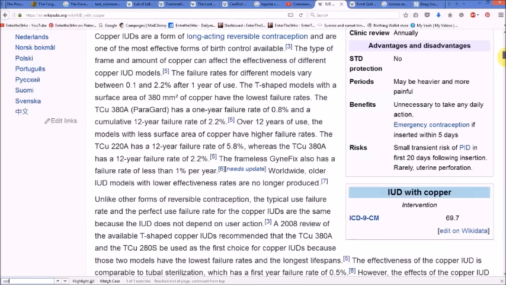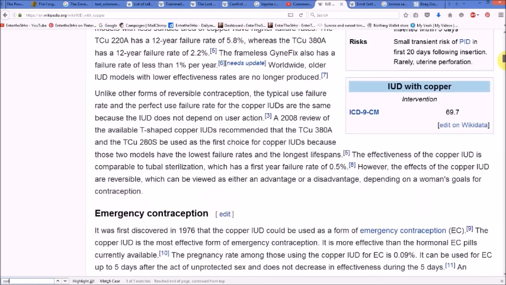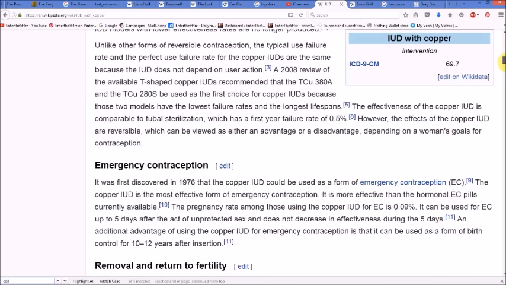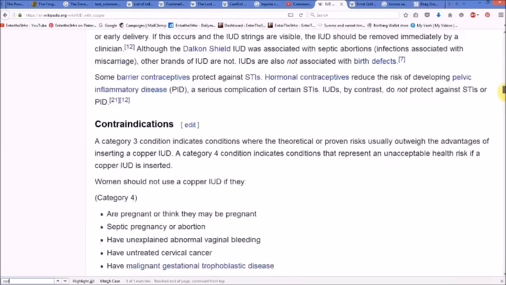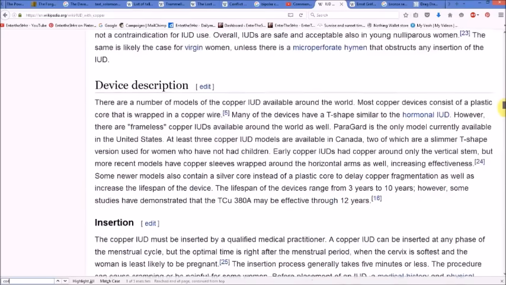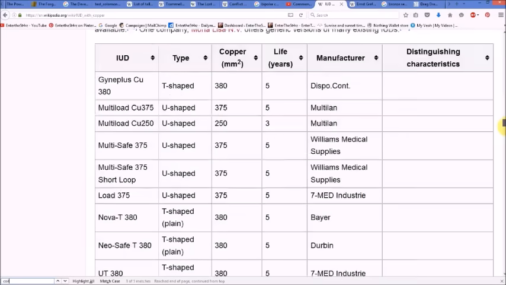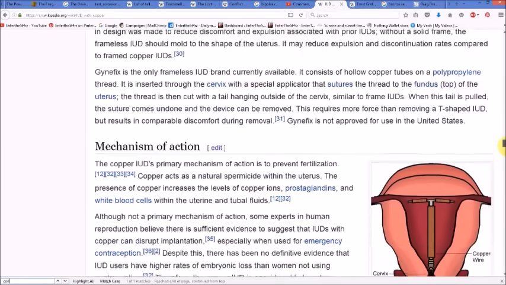Came to market in the United States in 1988. Bronze is 88% copper. It's all there. Mechanism of action, preventing pregnancy. It is the serpent within the womb.